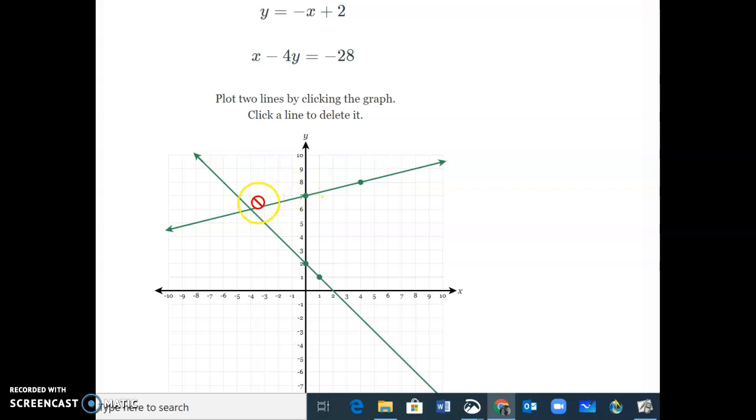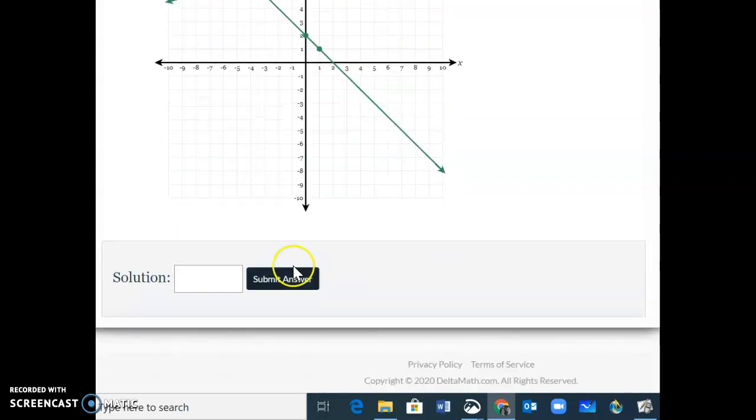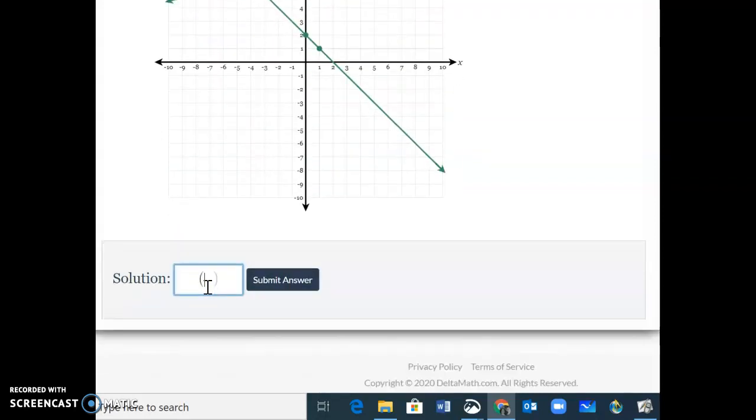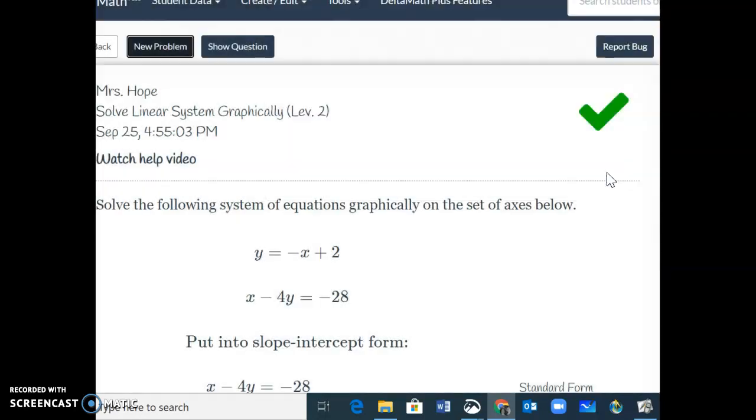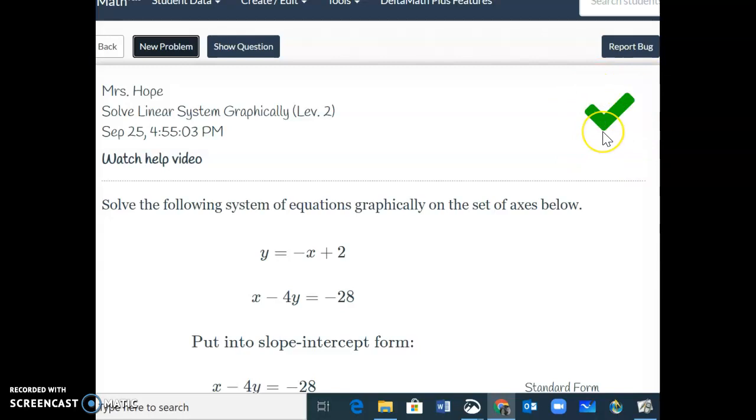All right, and I need my answer, which is the point of intersection, which is right here. So remember we put our points like x comma y. So I need the x value of this point, which looks like it's going to be -4. And then I need the y value. Looks like it's going to be 6. So let's go type it in down here. -4 comma 6. Be sure you use good notation. You need parentheses because it's a point. You need a comma in between them. Yes, we want to submit that answer, and we got it right. Okay, so that works out really well for Delta Math.